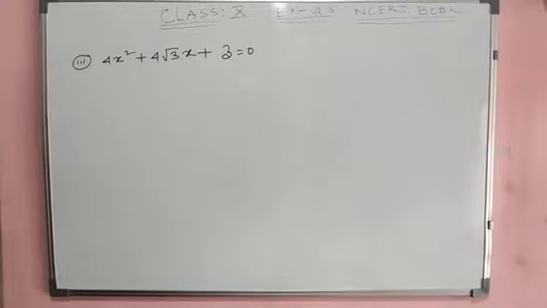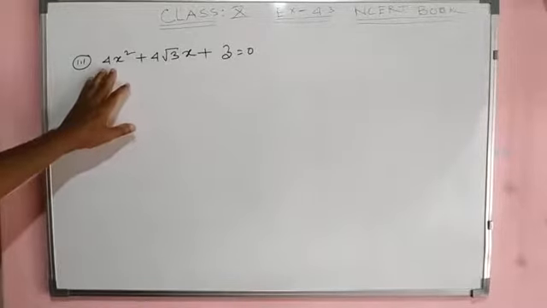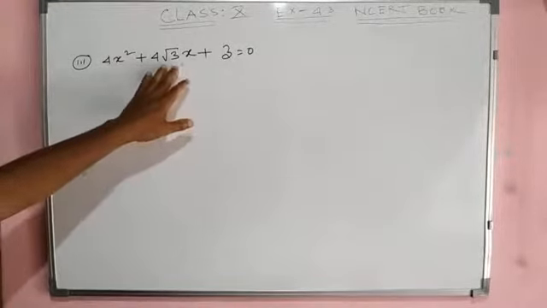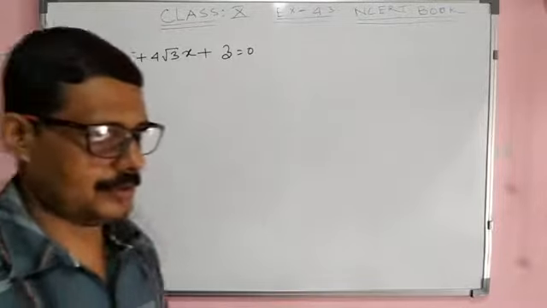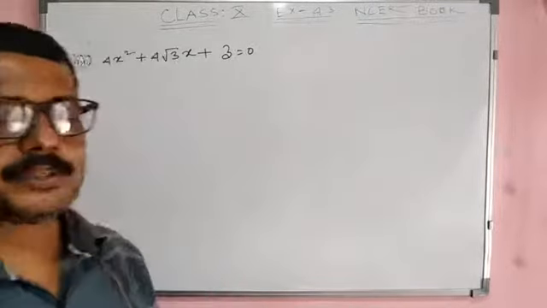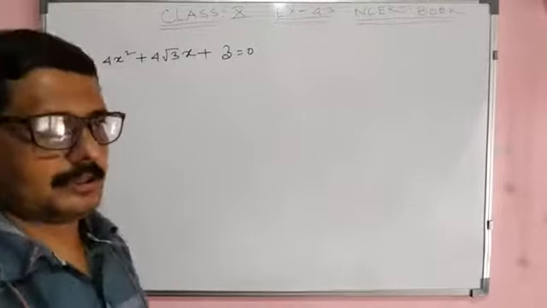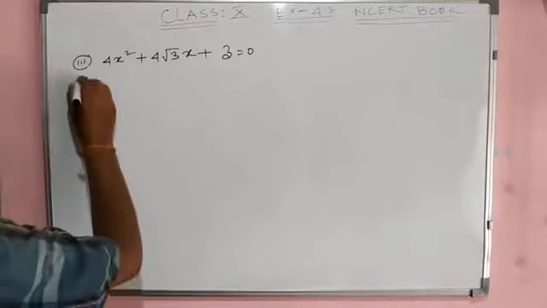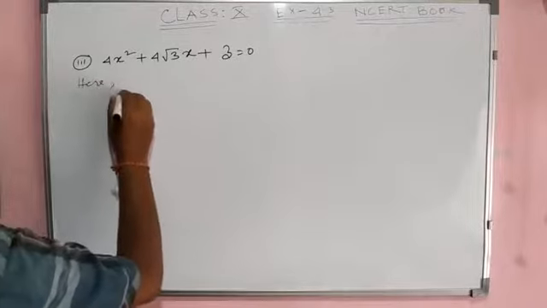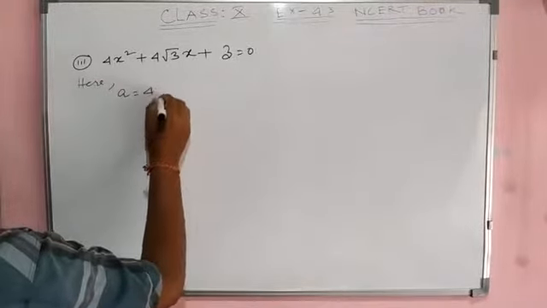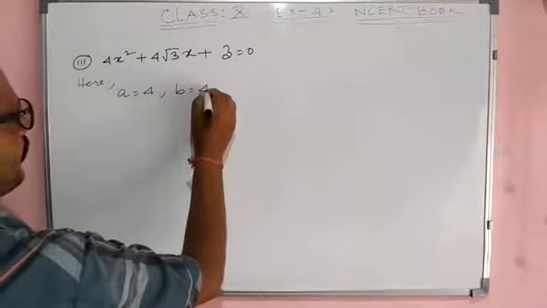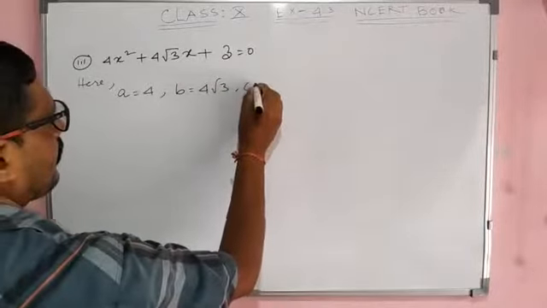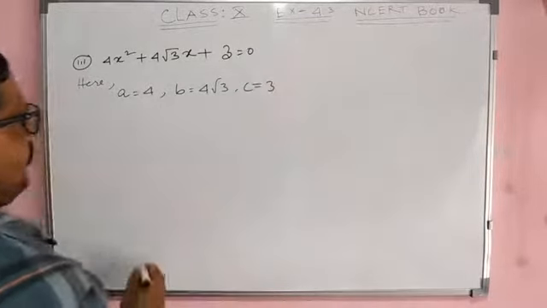Okay, now see question number 3. Here the equation is 4x square plus 4 root 3 x plus 3 equal to 0. Again we have to use the completing square method to solve this equation. So let us check the discriminant again. So here a equal to 4, b equal to 4 root 3, c equal to 3.